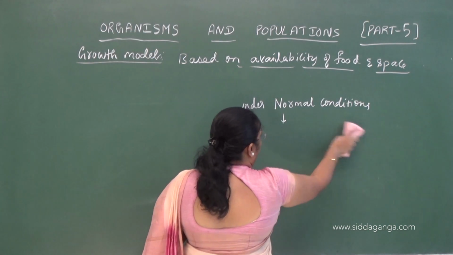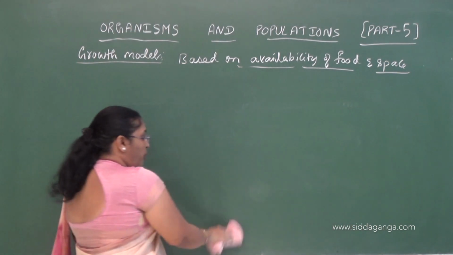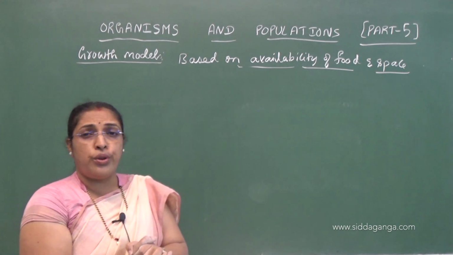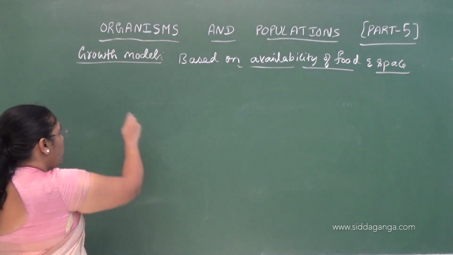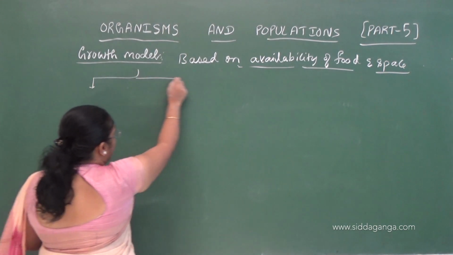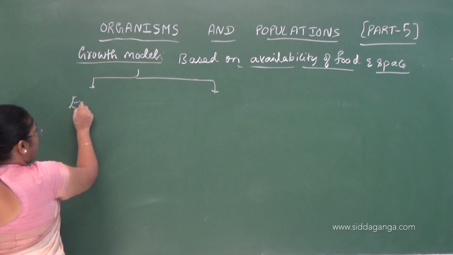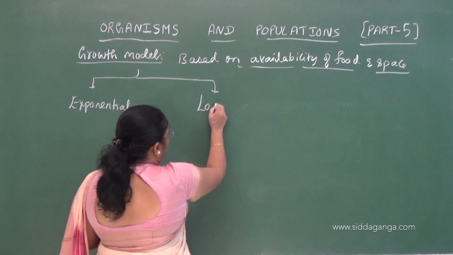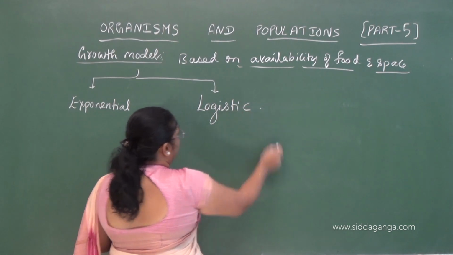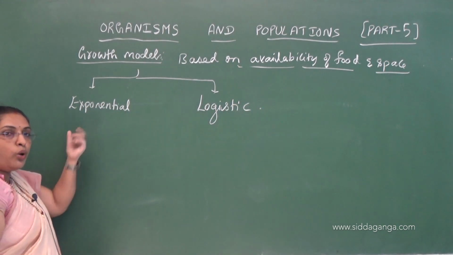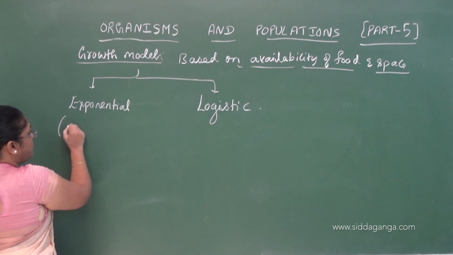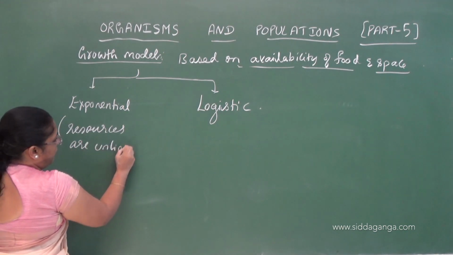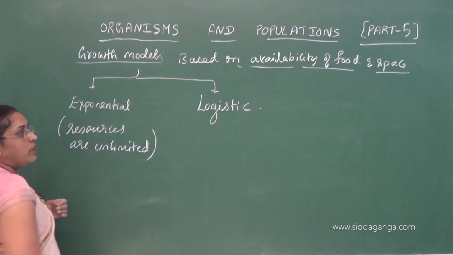Then we will move on to the growth models. We have two types of growth models based on availability of food and space. One is the exponential growth model, another is the logistic growth model. Exponential growth is seen when resources are unlimited.